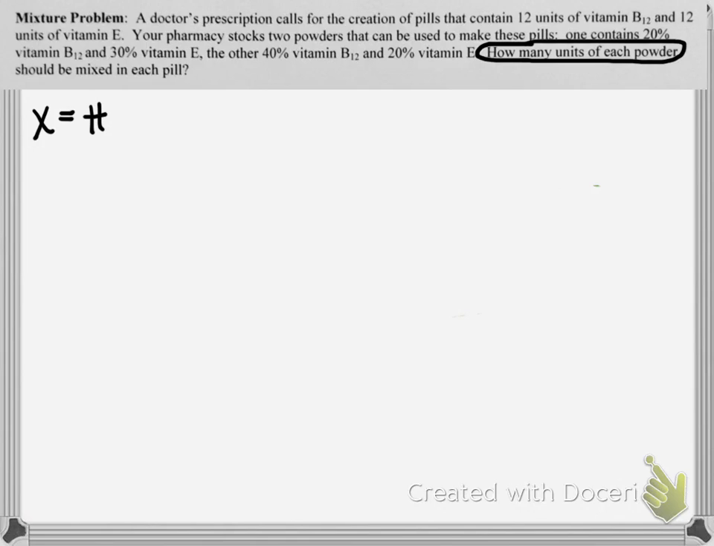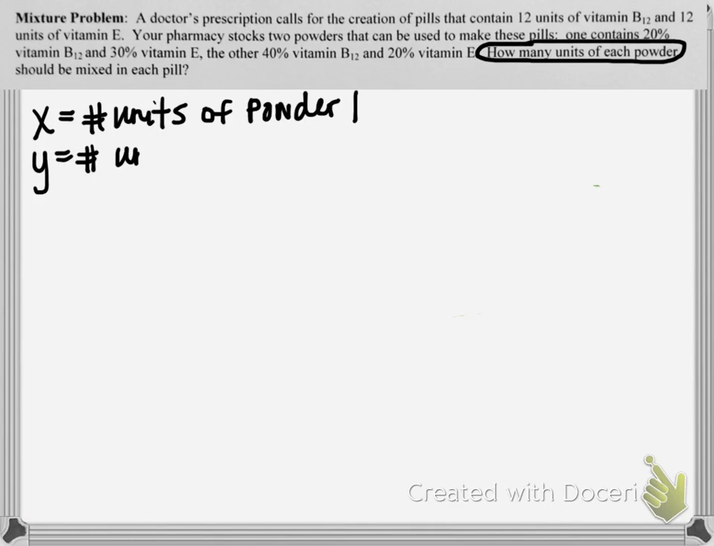So X is going to be the number of units of the first powder. I'm just going to call it powder 1. X equals the number of units of powder 1. And then we have a second powder, so Y can equal the number of units of powder 2. So we have our unknowns, and we're looking to set up two equations so that we have a system of equations.